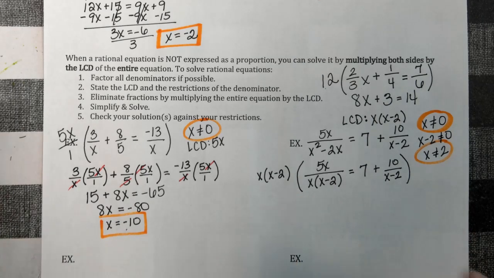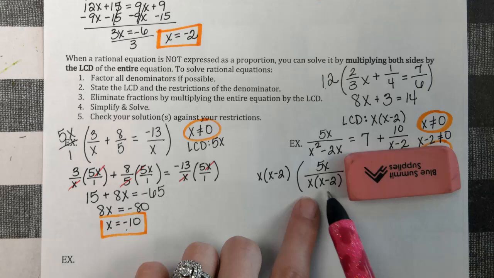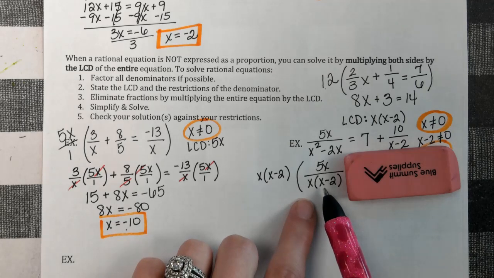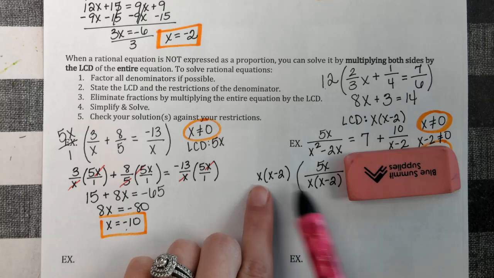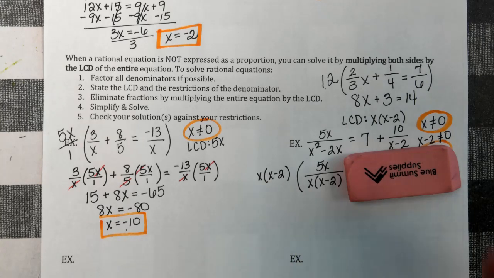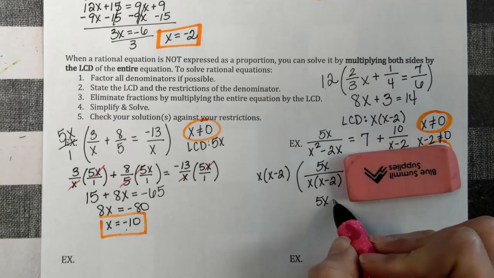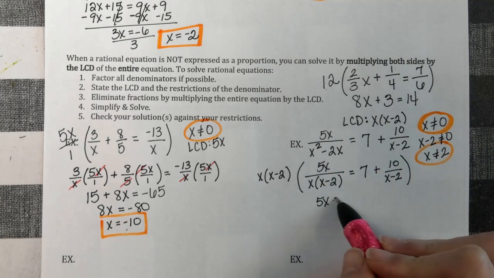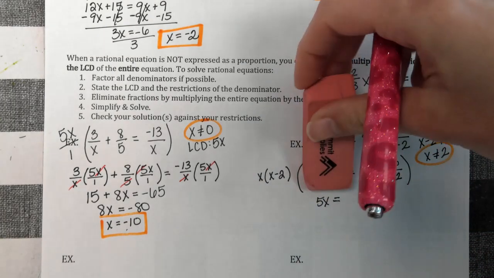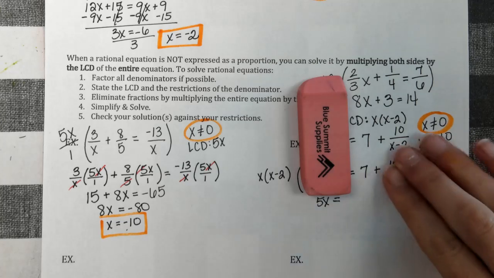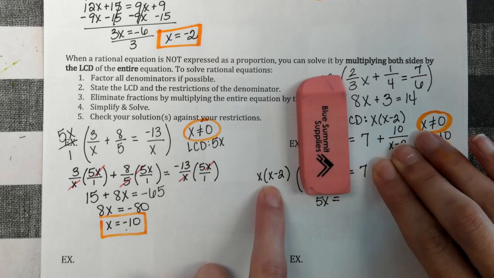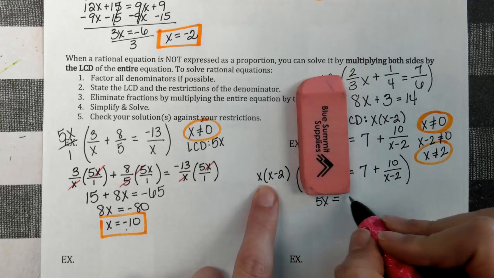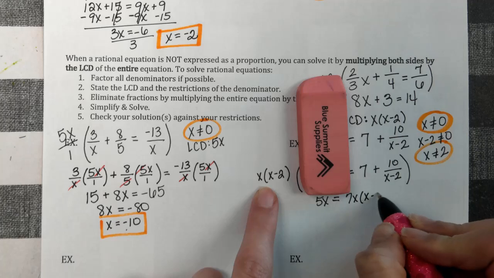So all I do is look at my first fraction. What happens? The x, the whole thing cancels, leaving me with just 5x. Okay? Now, with this 7, does it have a denominator to cancel? No. So it just gets multiplied by the x and the x minus 2. So that just becomes 7x times x minus 2.